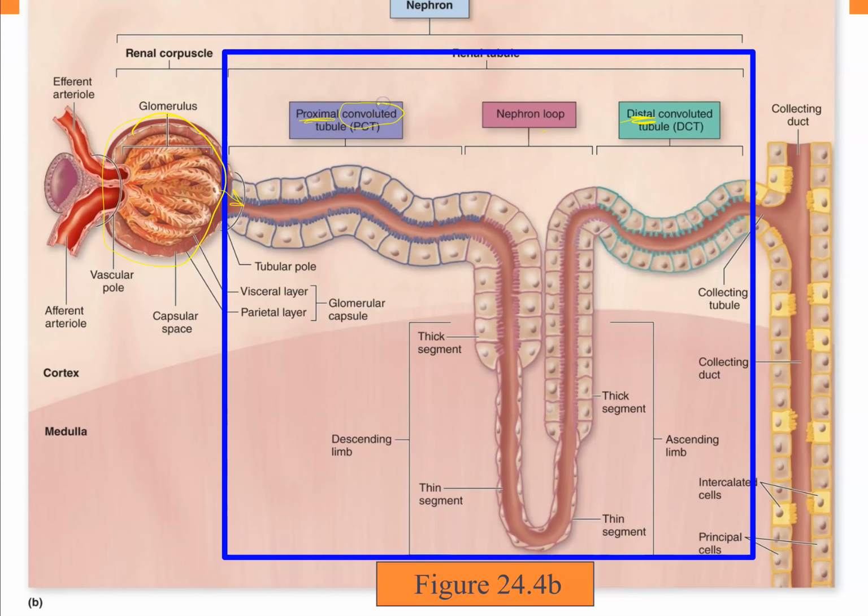Convoluted because in real life it's twisting and turning and doing some weird stuff here. But remember, they've kind of pulled it out and shortened it here for this picture. And then you see convoluted on both ends. And then in the center is your nephron loop, center-ish is your nephron loop. And that's where the tubule is going to go down and then come back up. So it actually has a descending limb and an ascending limb.